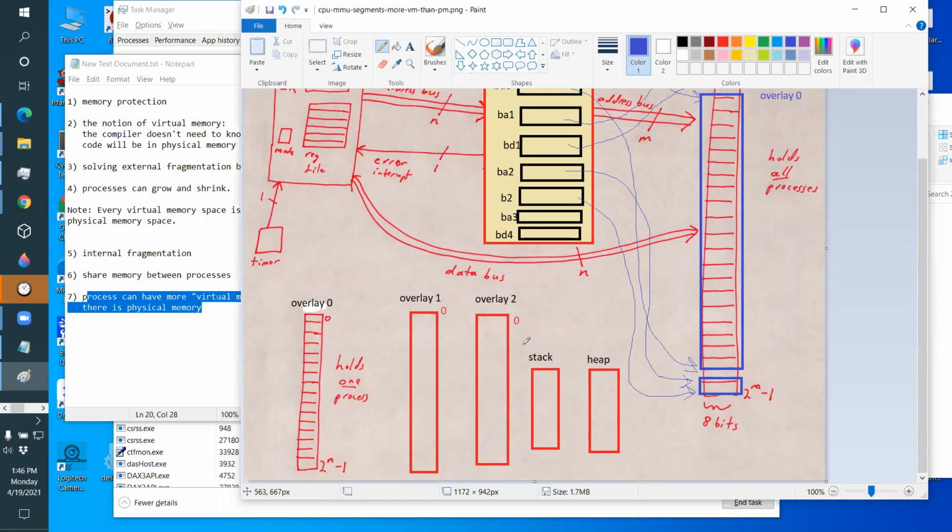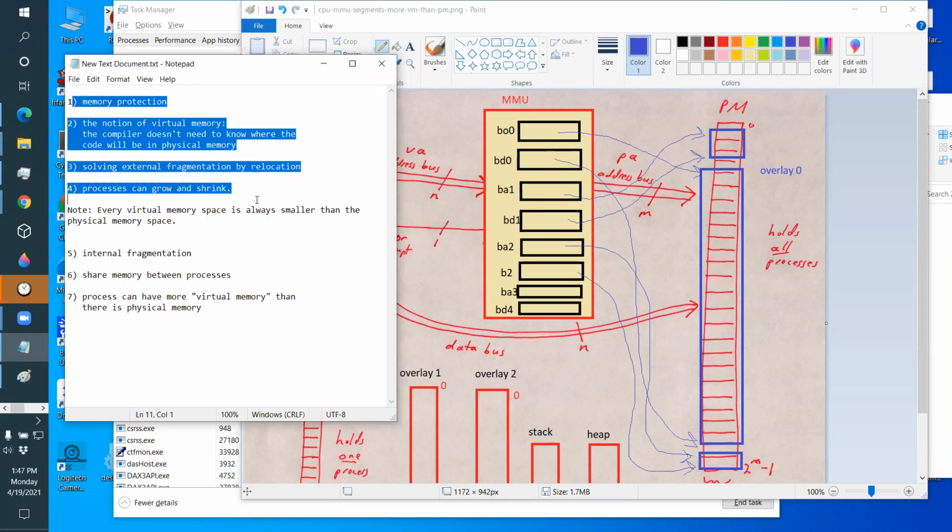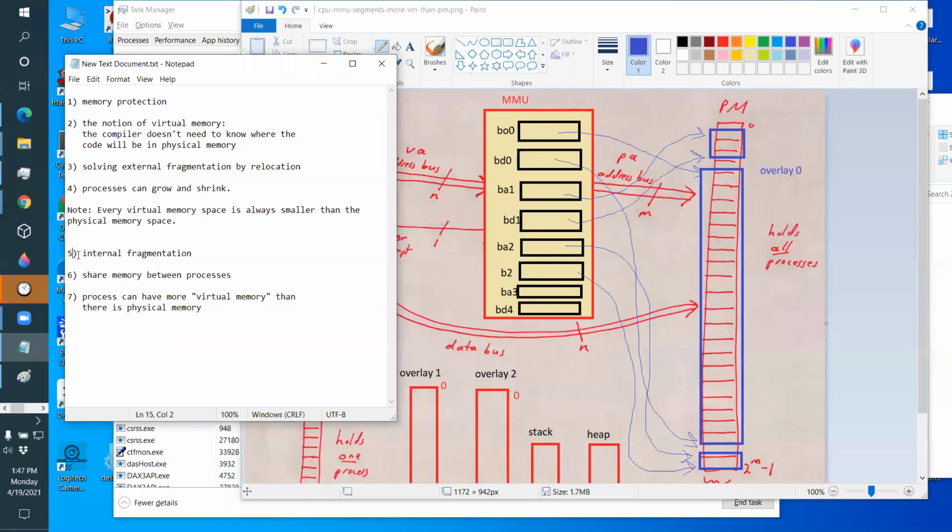Okay, so multiple base and bounds registers give us more than a single base and bound. We go from having just these properties to being able to add these other properties. When we added multiple base and bounds registers, we could solve internal fragmentation, share memory, and have processes with more virtual memory than physical memory. Paging does all of this and more.